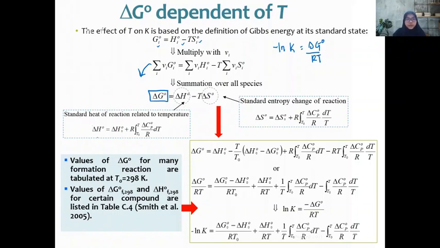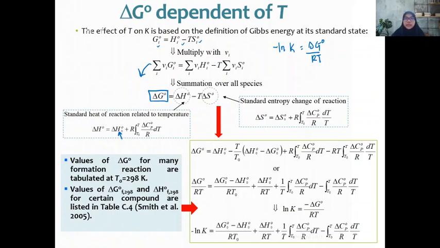The standard heat of reaction relates to temperature. We can use this expression, which is the standard enthalpy equal to the standard enthalpy at a reference temperature, T naught, here, naught refers to the reference temperature, plus R times the integration from the reference temperature to the desired temperature of delta Cp standard over R dT. And then for the entropy, we can have another expression with delta Cp over T dT.